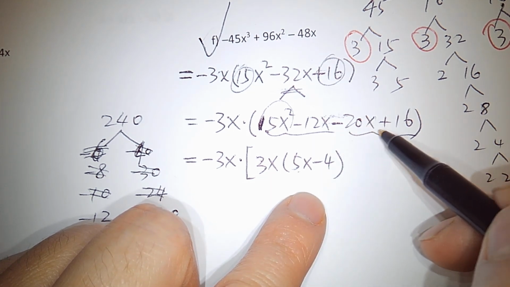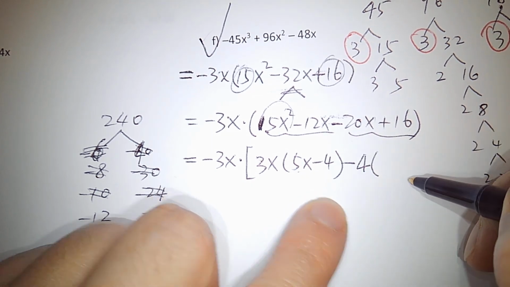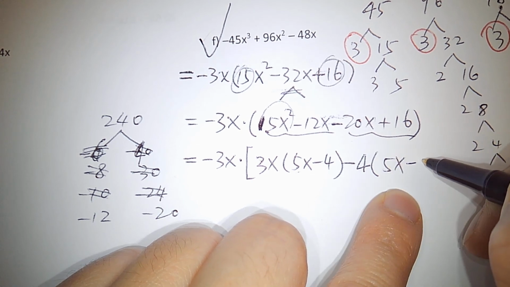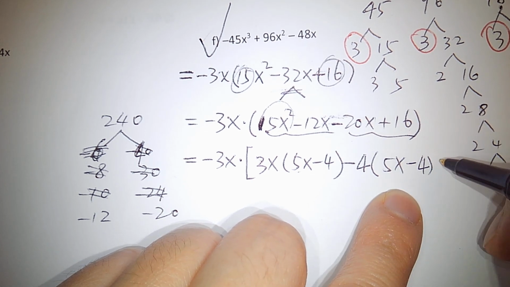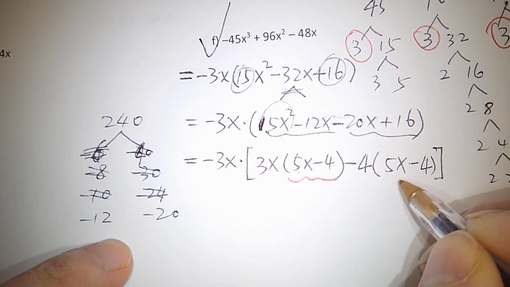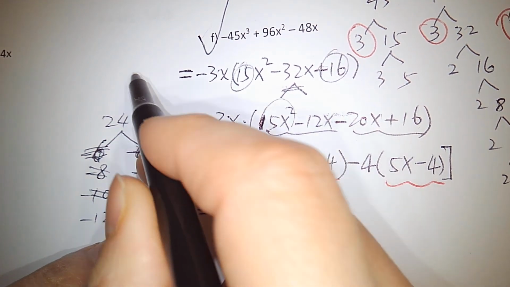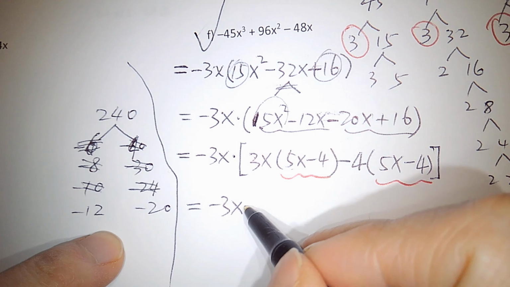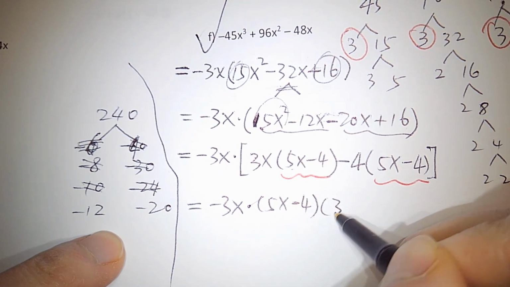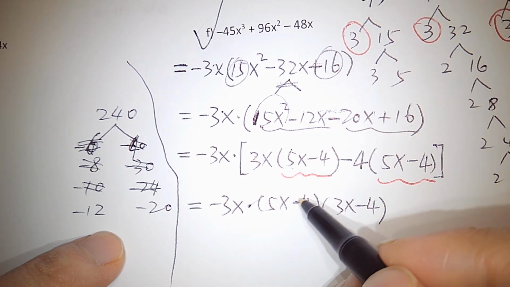And then negative 20x plus 16, any common factor? Negative 4, right? So we should have a 5x minus 4. You see the common factor? Yes. So negative 3x, times 5x minus 4, times 3x minus 4. Done.